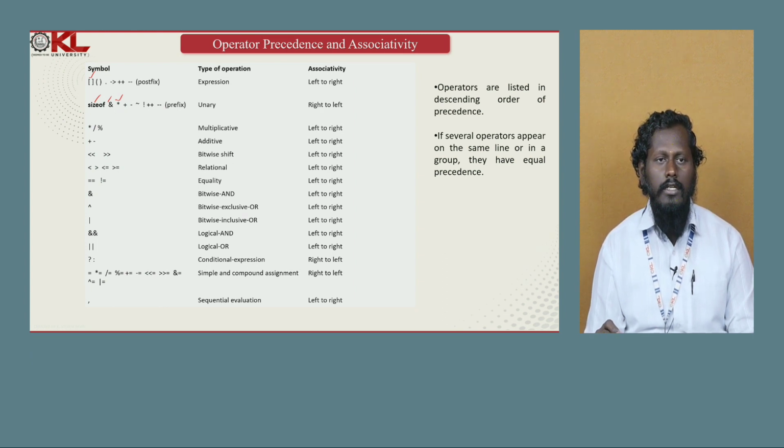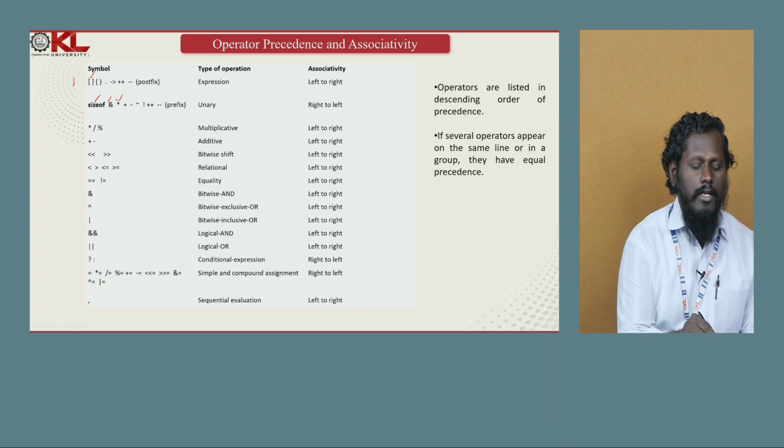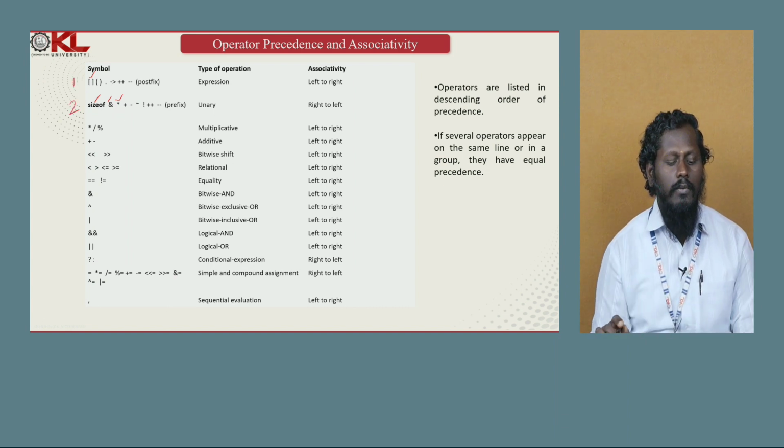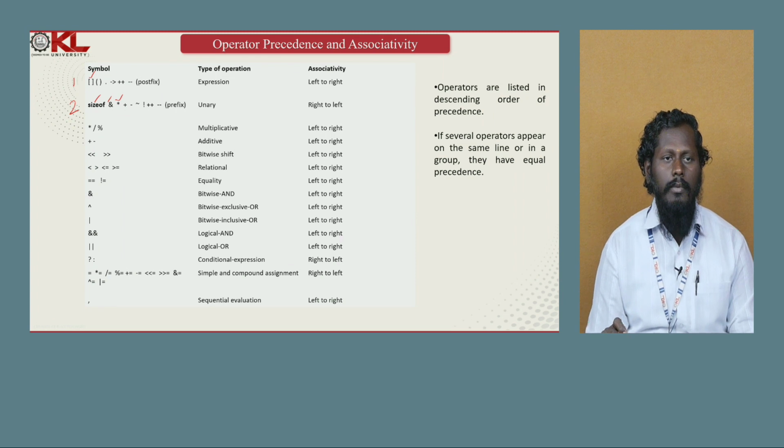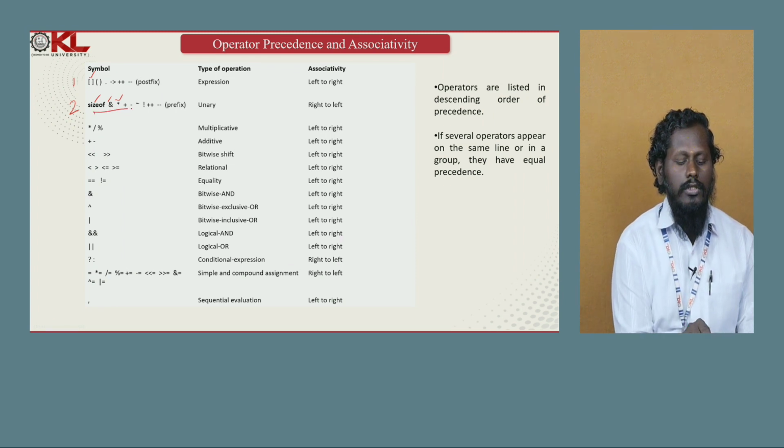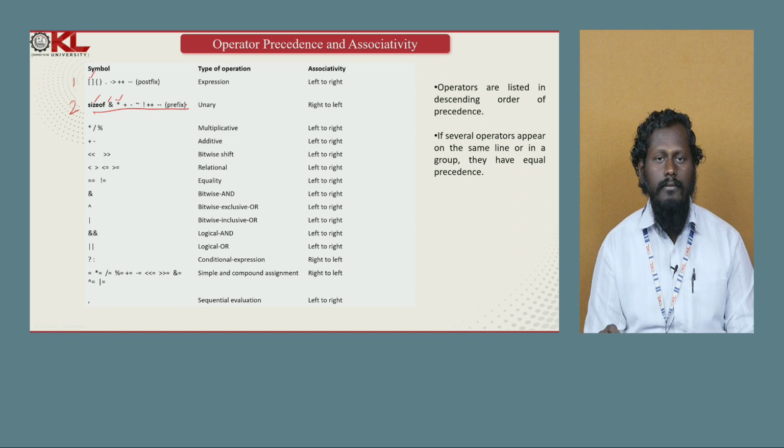Another one is the tilde symbol, which is the one's complement, the bitwise complement. Another is the exclamation symbol, called the not operator. And again we have plus plus and minus minus, called prefix operators. This group is lower than the previous one. That means the first one has order 1, which is the higher priority, and 2 is the lower priority. In these rows, all have the same priority, and the associativity for this expression is right to left.